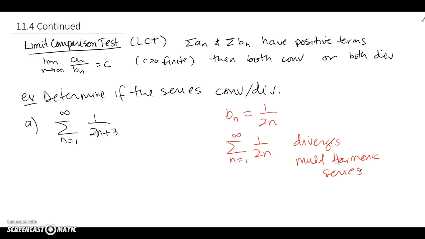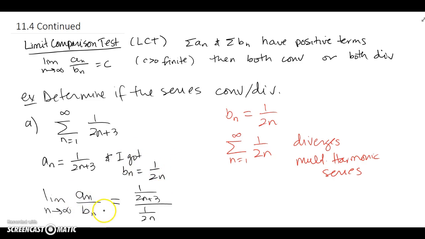Now, unlike the direct comparison test, I don't have to worry about comparing this to this with a specific inequality, making sure that this is always bigger than this. I can just go ahead and apply this and see if it'll be useful for me, and I will get a limit that's a constant, finite, greater than 0. So let's apply the limit comparison test. an is this guy, and for my bn, I just pull this out to see if this will get me to where I want to get to.